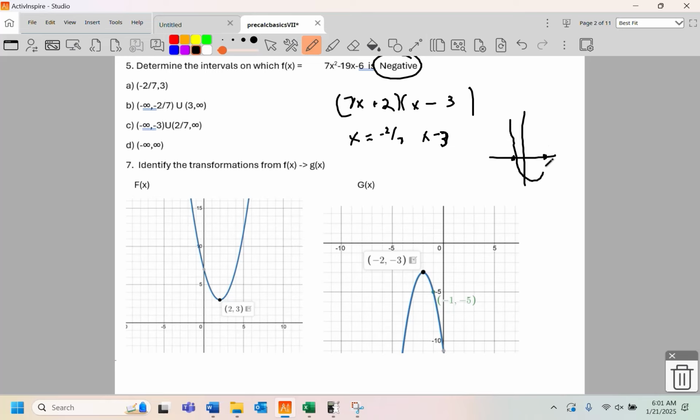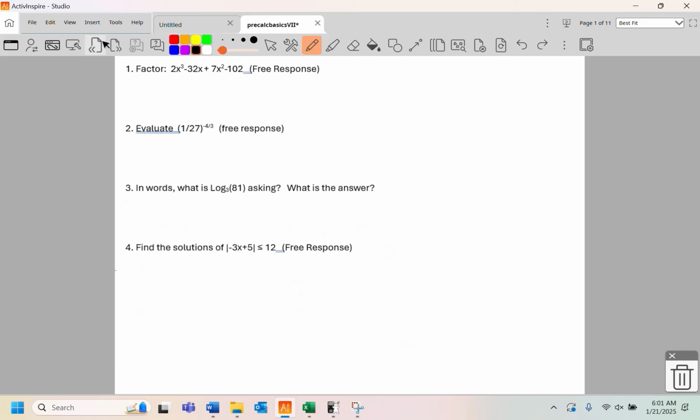Since it's 7x squared, which is positive, it's going to open up. Your negative space is this stuff right here. Its left boundary is -2/7 and its right boundary is 3. See, it's not too hard. It's got a factor.